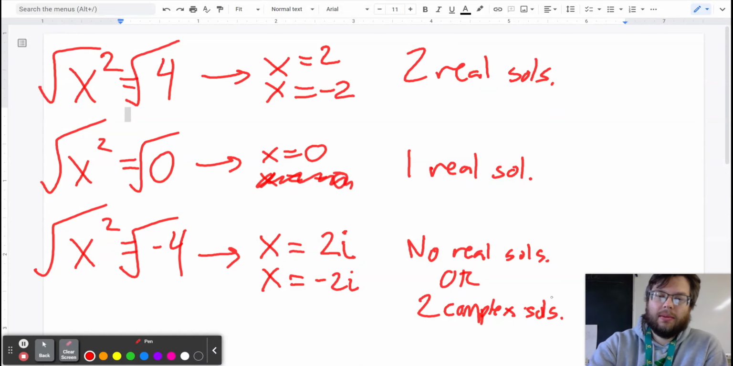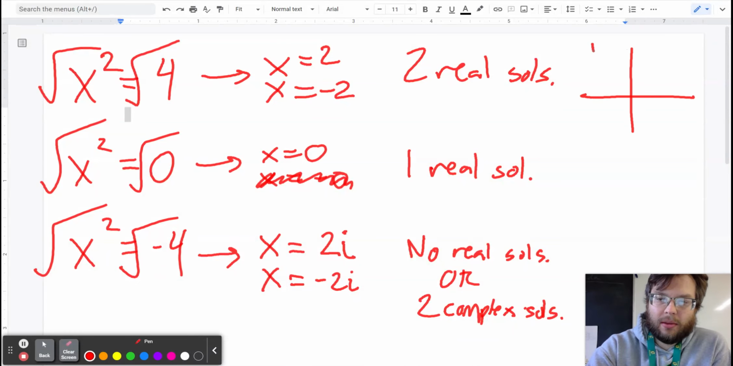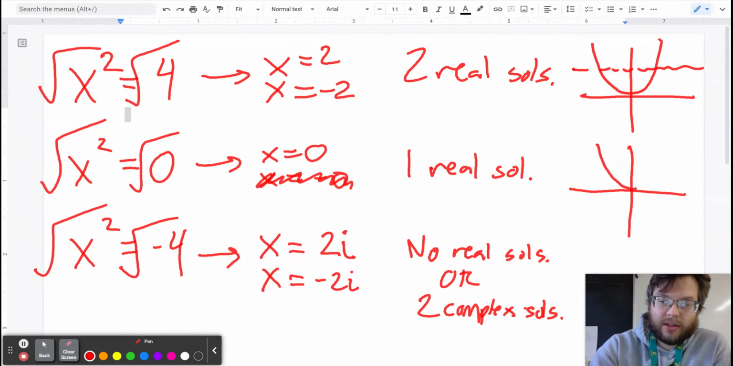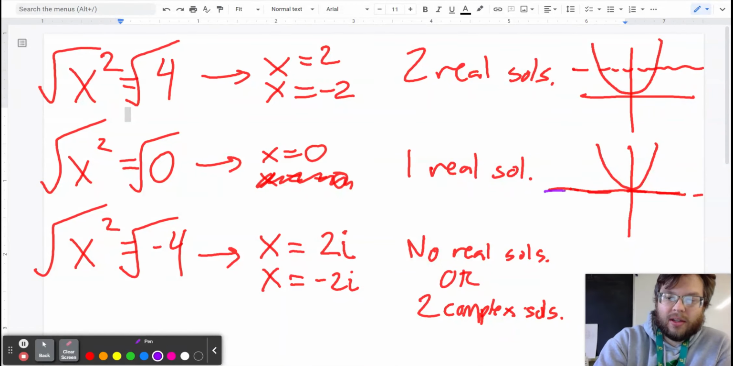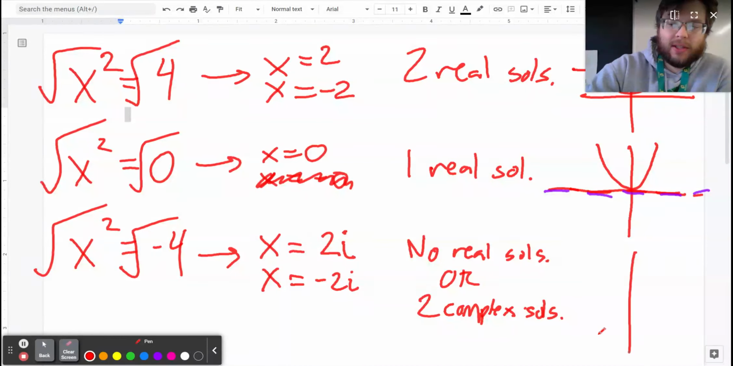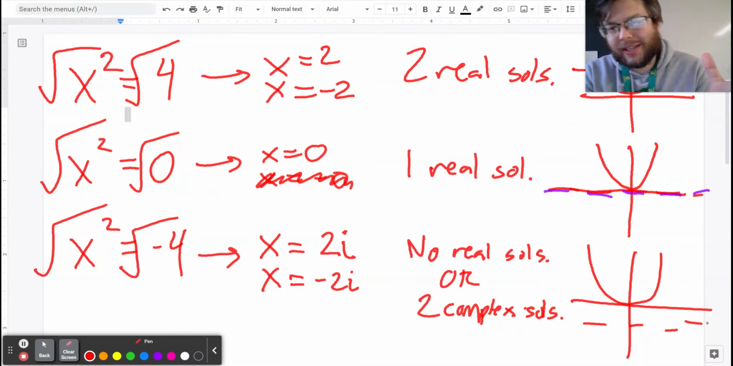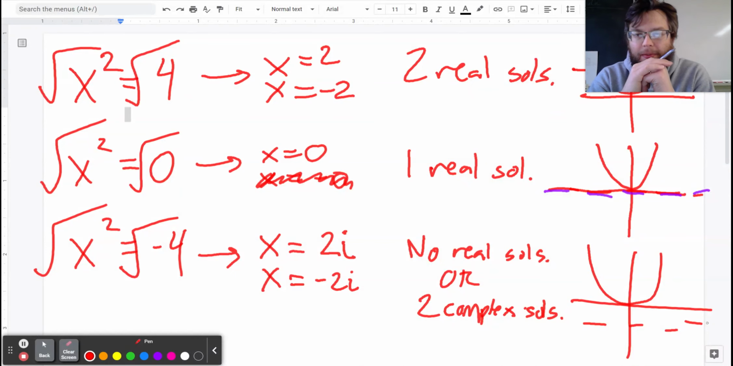When I look at these three different situations, I like to think of them graphically. The first one is asking about when does y equals x squared intersect with y equals 4? It intersects with it twice. The second one is when does y equals x squared intersect with y equals 0? Y equals 0 is the x-axis, so I'll use a different color. You can see that these two graphs intersect once. And the last one, when does y equals x squared intersect with y equals negative 4? They don't really intersect. You have to imagine that they do.